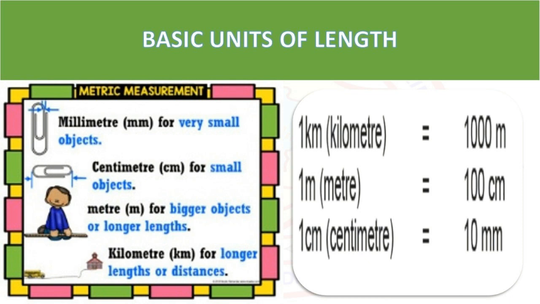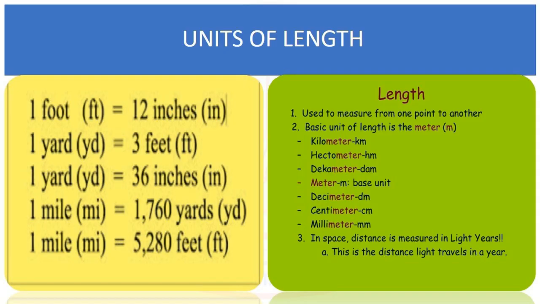1000 meter makes 1 kilometer. Kilometer is the biggest unit of length which is used for measuring the distance between two places. These are the basic units of length. The other common units used in length are foot, yard and mile.